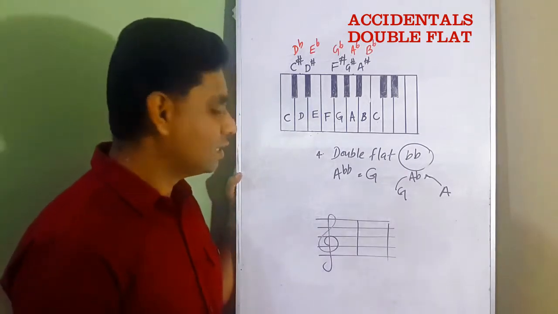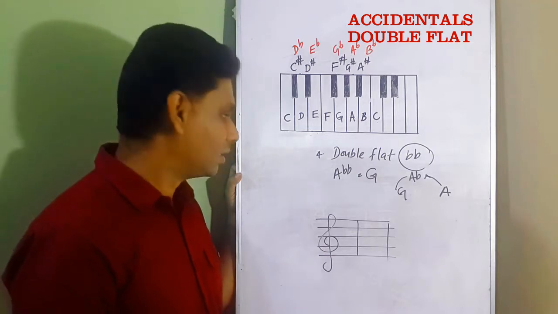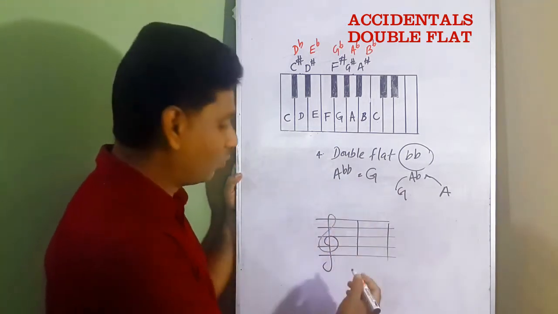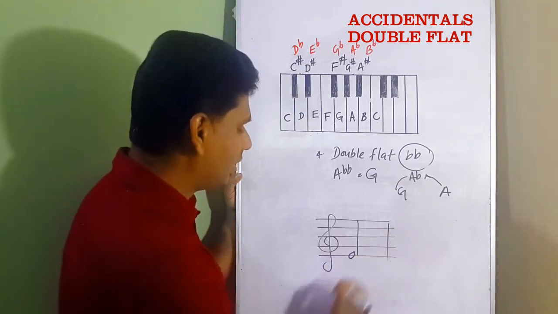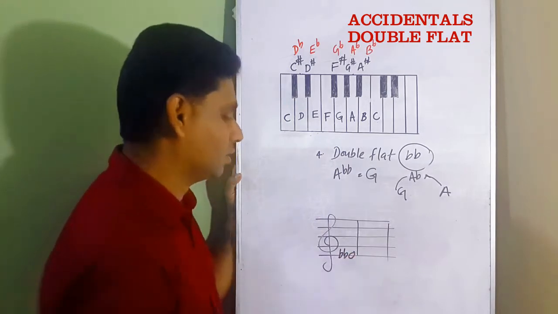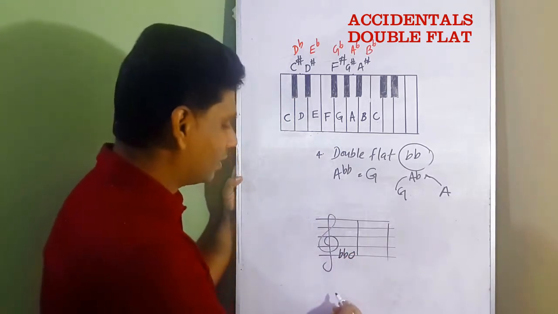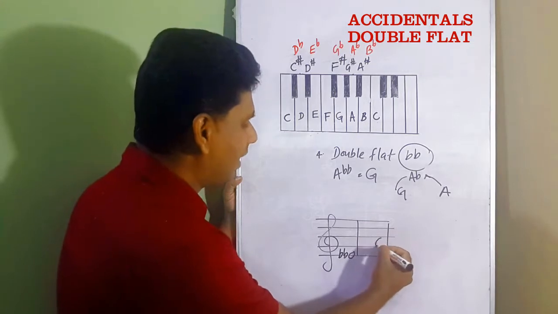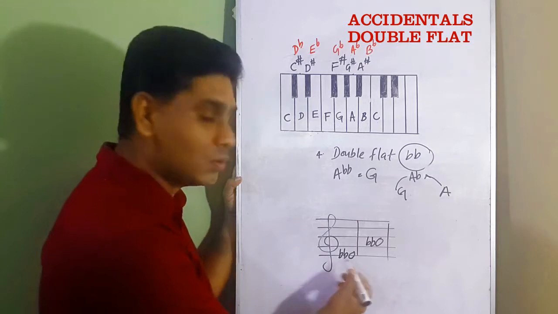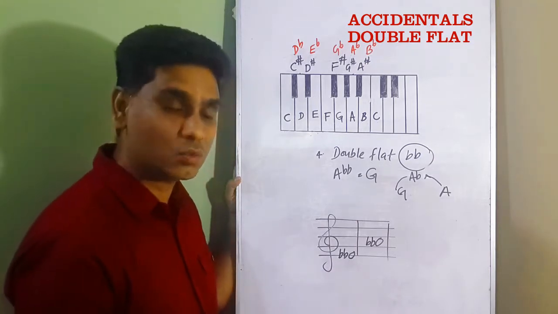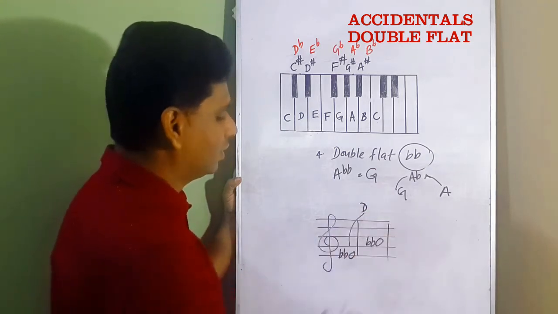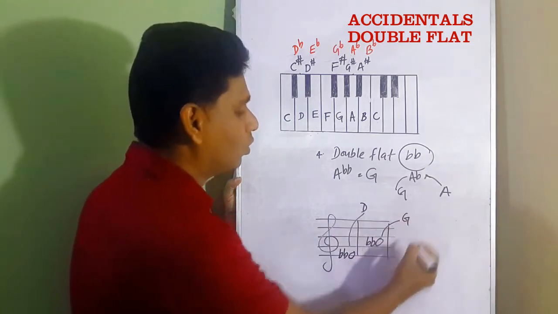How do we indicate the double flat in a scale? E double flat, as we have learnt before, this is note E. We have to put the accidental in front of the note. E double flat. A double flat. Even though it is written like this, when you play an instrument, for E double flat you have to play D, and for A double flat you have to play note G.